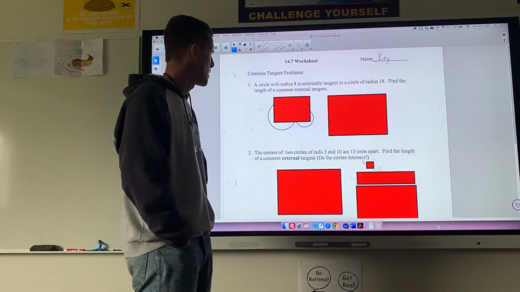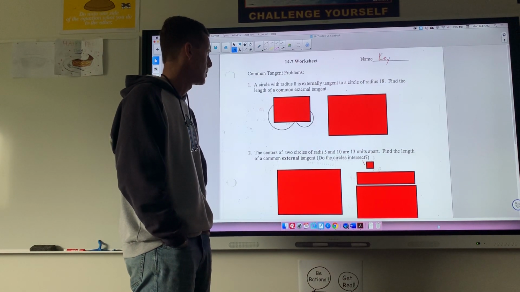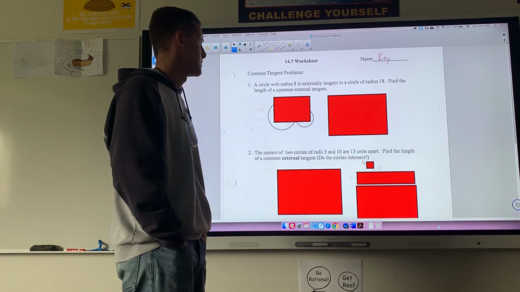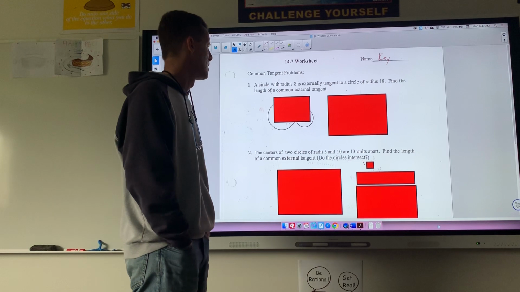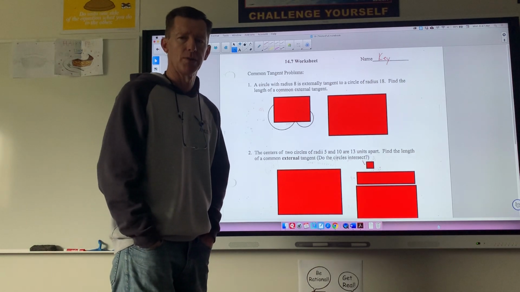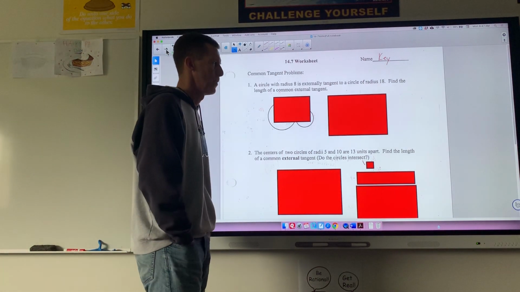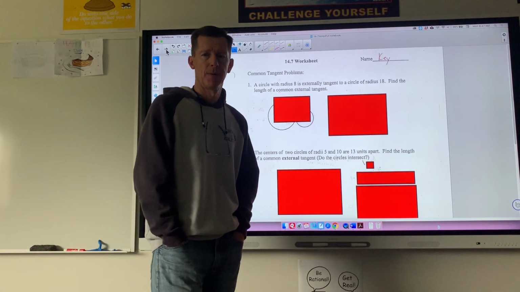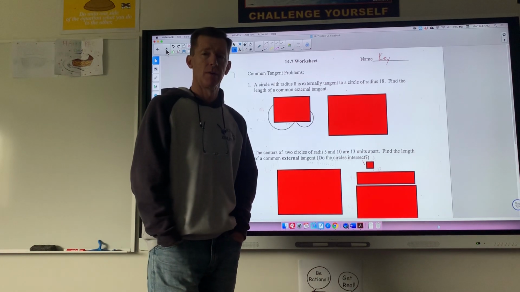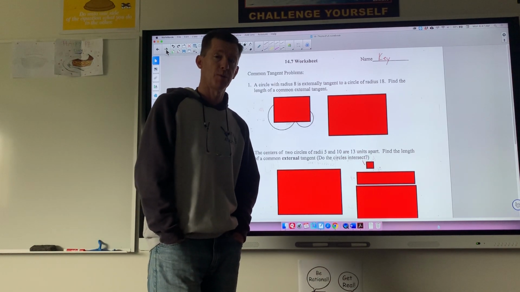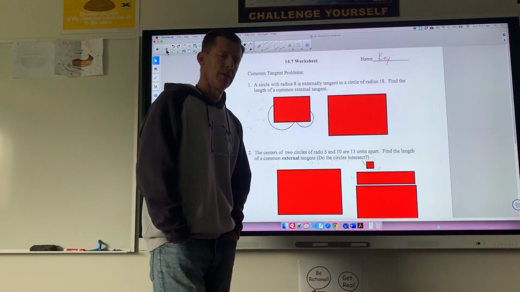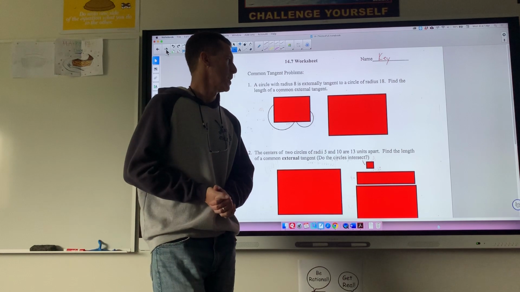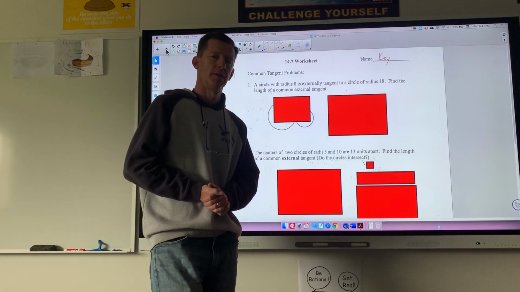All right, so a circle with, again, try these on your own, with radius 8 is externally tangent to a circle of radius 18. Find the length of the common external tangent, okay? So think about what that would look like, what you can mark up. Think about a radius to a tangent and how that forms a right angle. Think about what you might be able to form in there, and give it a shot.